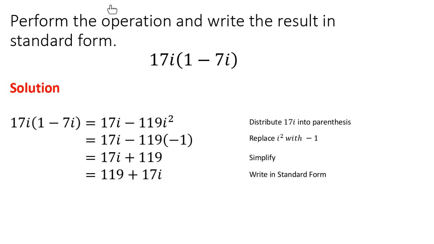Okay, so let's back up a little bit. I'm not sure exactly where you're asking me, but the first thing I have is a 17i, and I'm multiplying. So 17i times 1 is a 17i here. 17i times a negative 7i gives me the negative 119i squared. So where were you thinking the 18i?